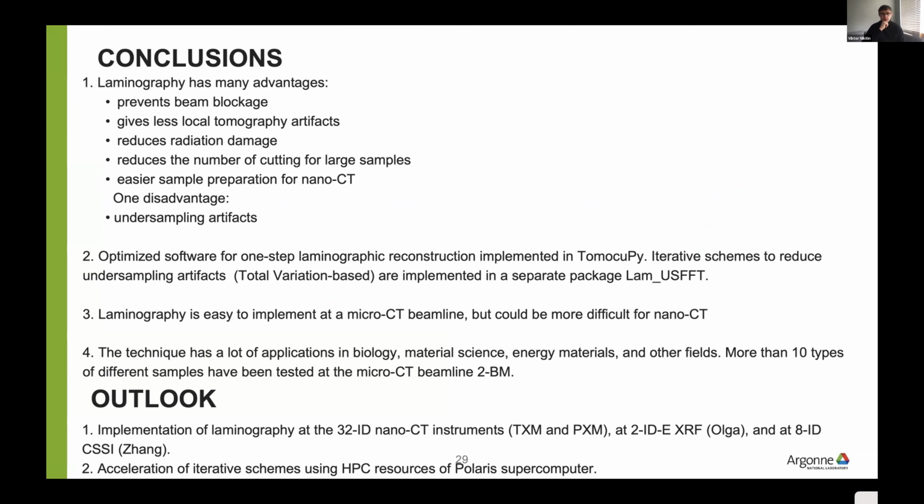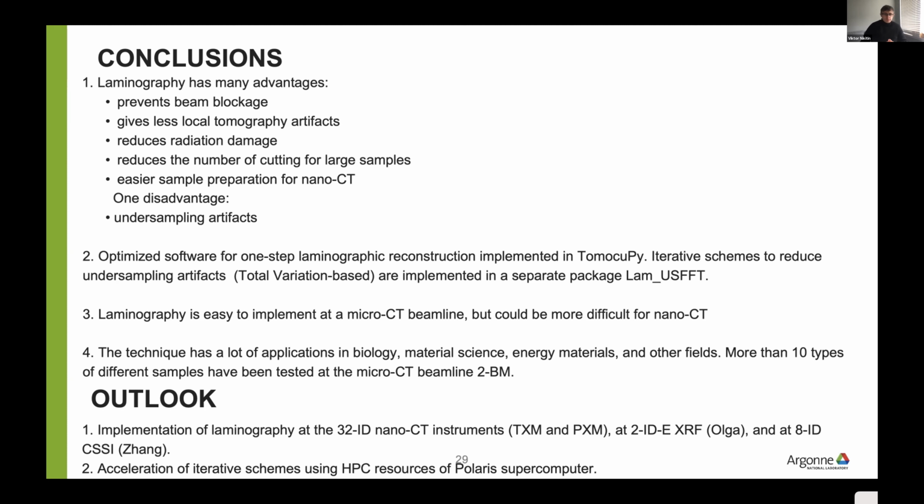We already have software for reconstruction in TomoCuPy, so you are welcome to use it. It's quite easy to implement laminography at any micro-CT beamline, just put a wedge under the stage, but it is of course much more difficult for nano-CT because there are different stability issues, and stiffness, etc. But it should still be possible to do, so that's why it's also in our plans. We already tried this technique for different samples at 2-BM, in biology, material science, energy materials, and other areas.